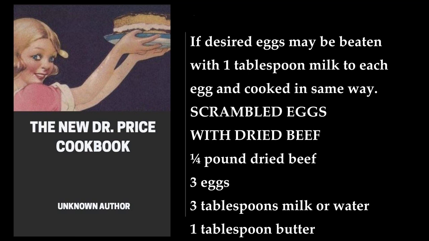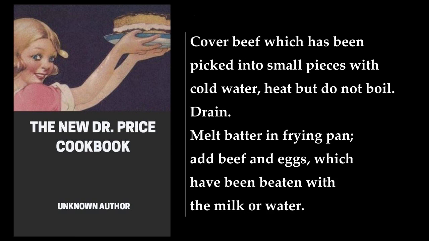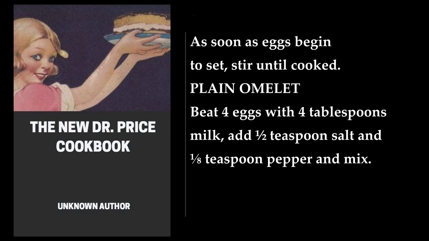Scrambled eggs with dried beef. 1/4 pound dried beef. 3 eggs. 3 tablespoons milk or water. 1 tablespoon butter. Cover beef which has been picked into small pieces with cold water, heat but do not boil. Drain. Melt butter in frying pan. Add beef and eggs which have been beaten with the milk or water. As soon as eggs begin to set, stir until cooked.